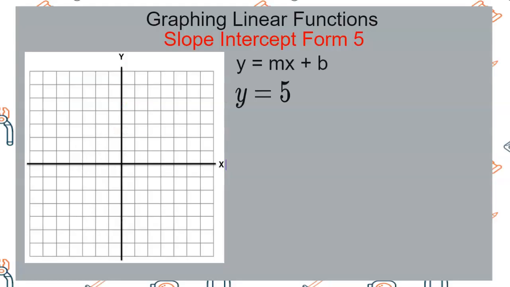In this example, notice that we only have y equals 5. 5 does not have an x with it, so this means that 5 will be our y-intercept. So we begin graphing this line with the point (0, 5).